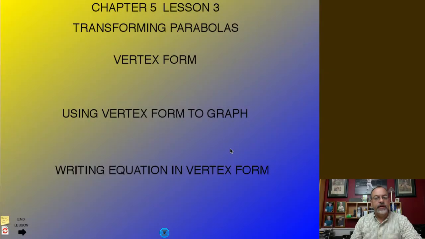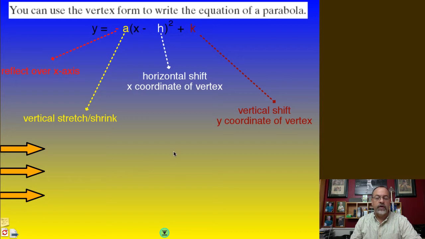Chapter 5, Lesson 3, we're working with parabolas in vertex form. We know what vertex form is now, and we know how to graph if it's already in vertex form, but what if it's not in vertex form? We need to be able to write vertex form in a number of different scenarios, whether we're given a graph of the parabola, whether we're given a point and the vertex of the parabola, or whether we're just given the standard form. We want to be able to convert any of this information into vertex form. So that's what we're going to be working on.